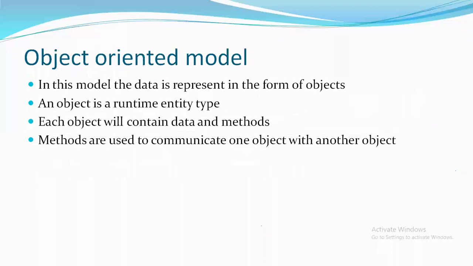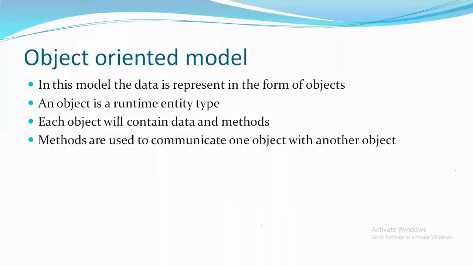Now at present we are also using object oriented models. We already know what an object is. An object is a runtime entity. An object contains data and methods. Methods are used to communicate from one object to another object. We already know the object oriented features. So these are the object oriented model. Like this, there are 5 data models.